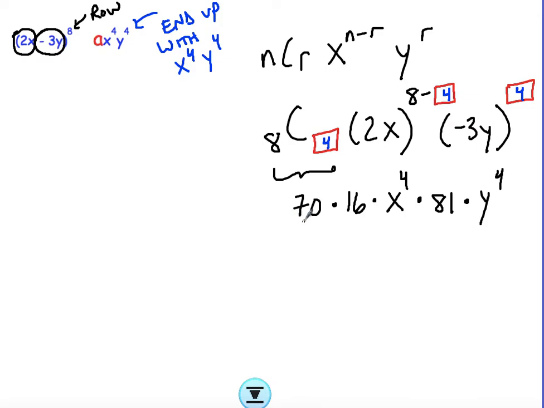Now I'm going to multiply the 70, the 16, and the 81 together, and I will get 90720, and then I will have an x to the fourth and a y to the fourth. And the question was asking for what is a, this coefficient, in front of the x to the fourth, y to the fourth? That is this number right here. That's what the a is. All right, one more.